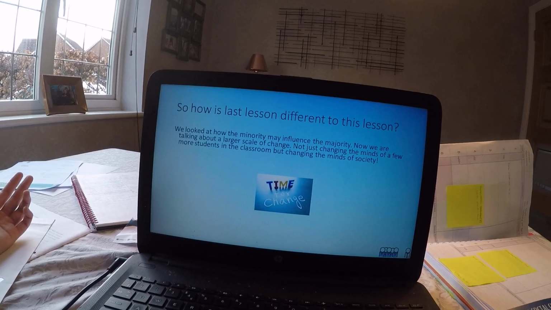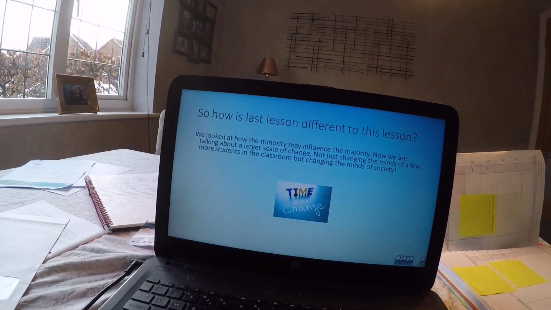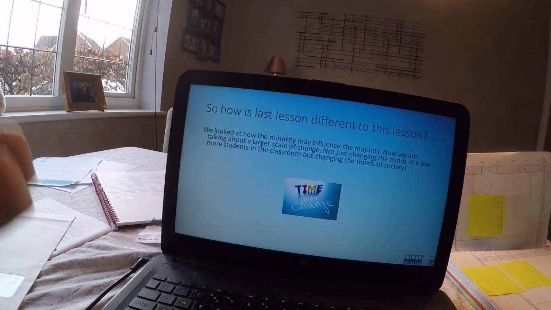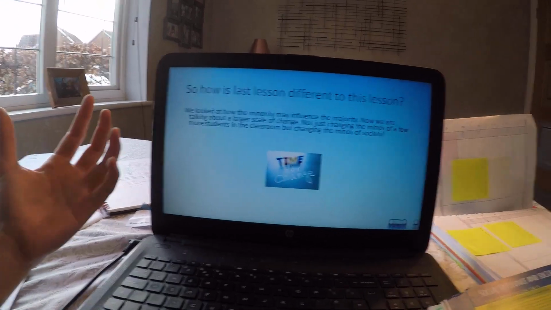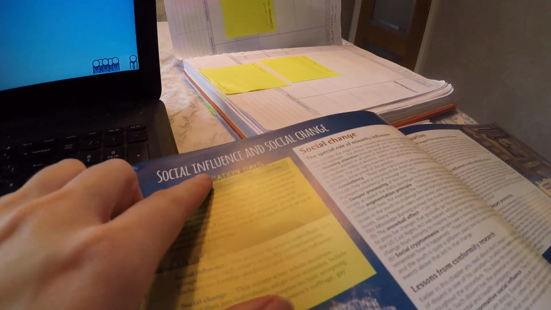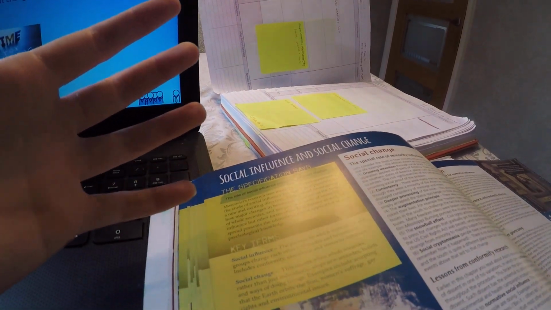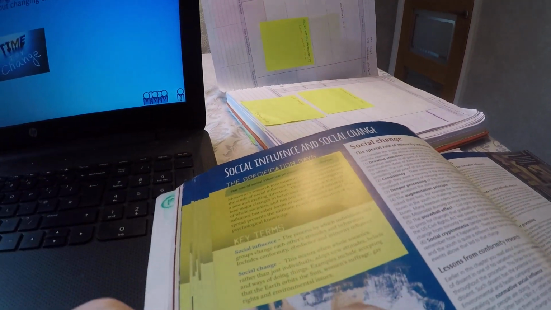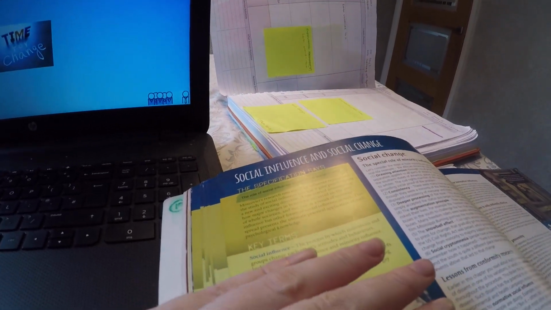The European Union would be a society. So you need to think bigger scale. And also, we're not just focusing on minority influence, because remember, this is how social influence, the role of social influence processes in social change.